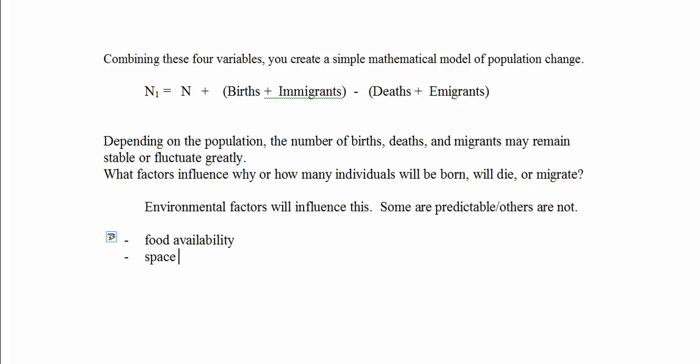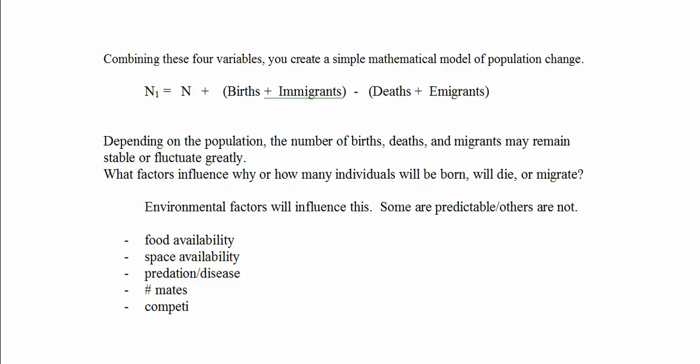How much space is available can be a factor. The level of predation or disease is another important factor that would most certainly affect the number of deaths. The number of mates that are available can obviously affect how many births you will have. Going back to age structure, just imagine the difference in the number of births that could occur if you have a situation where there's one male and 1,000 females versus one female and 1,000 males. That age structure difference would drastically affect the number of births in that population.